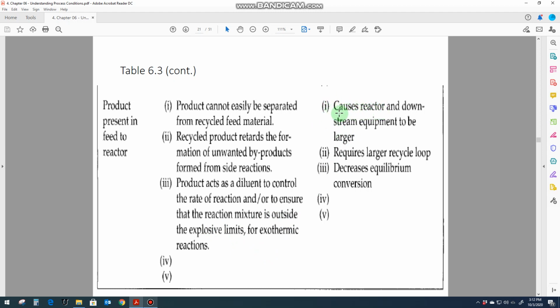in the recycle? It causes the reactor and downstream equipment to be larger. Obviously, the size of the reactor and the downstream equipment would increase. It would require a larger recycle loop, so the recycle loop would be of larger size. It can increase the size of the pipelines and decrease equilibrium conversion. So obviously, if we are using any kind of inert stream or the product stream back into the reactor, then it will affect the equilibrium conversion.